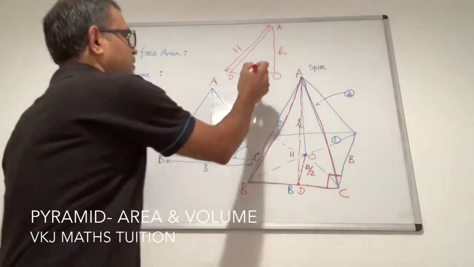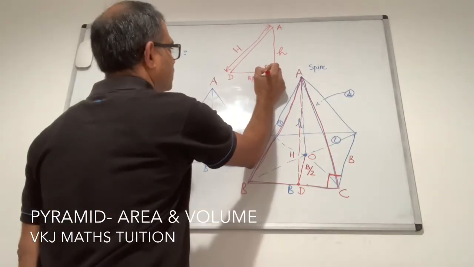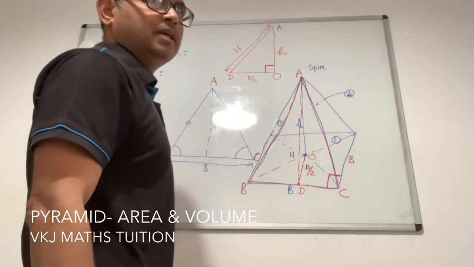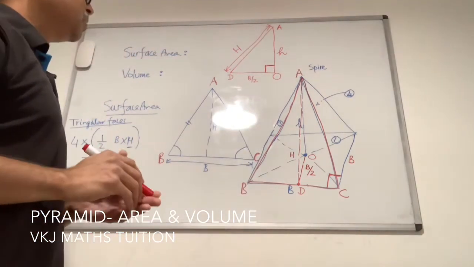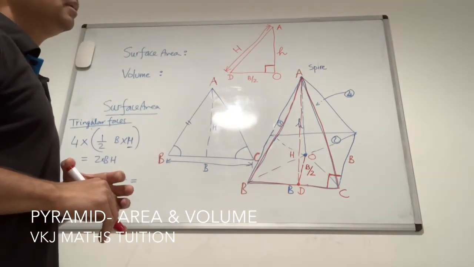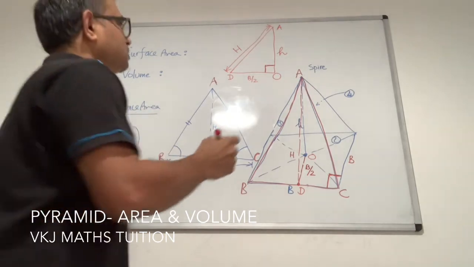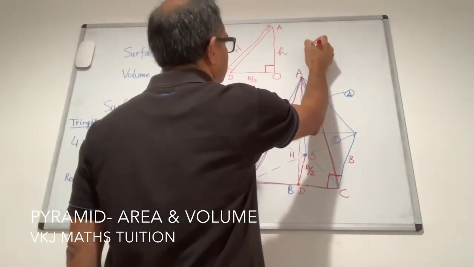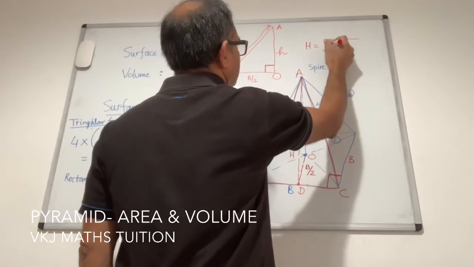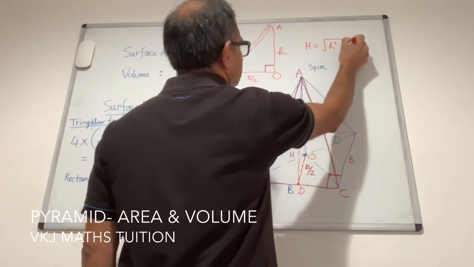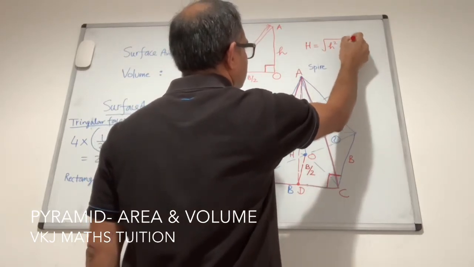This is your right angle triangle. Oh, you do Pythagoras. Yes, use your Pythagoras theorem. h squared plus (B by 2) squared. So capital H would be equal to root under h squared plus (B by 2) squared.